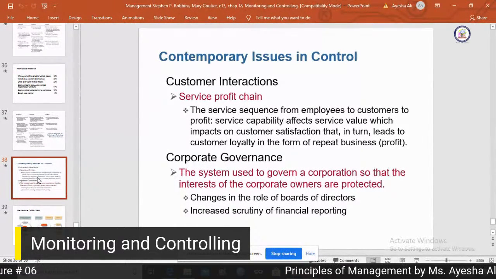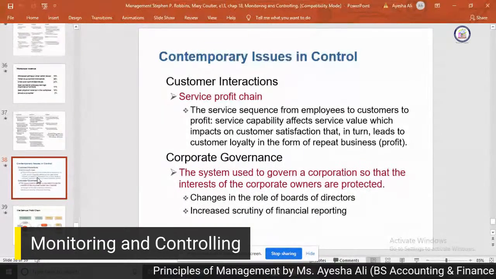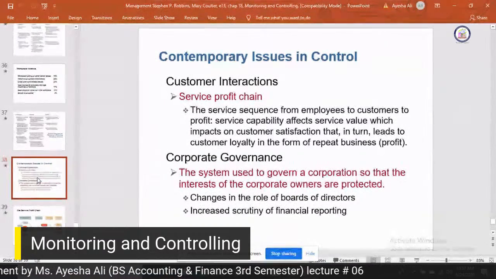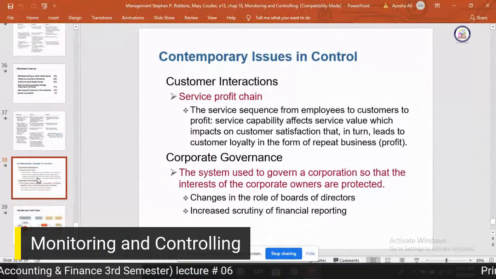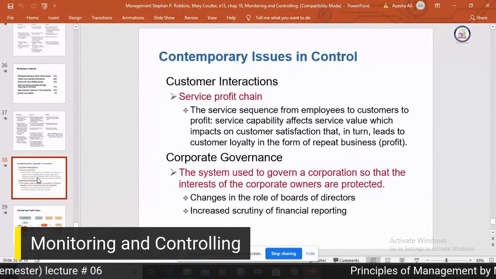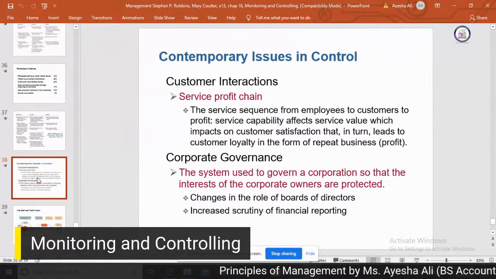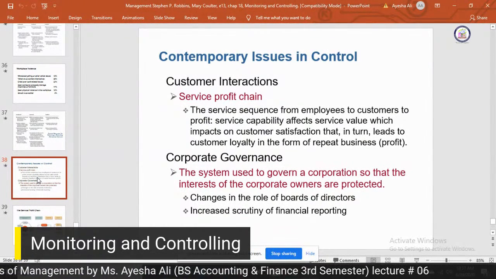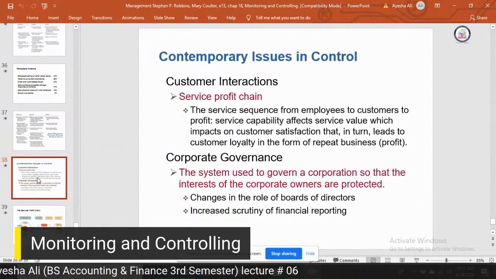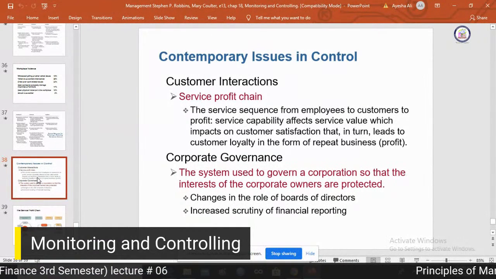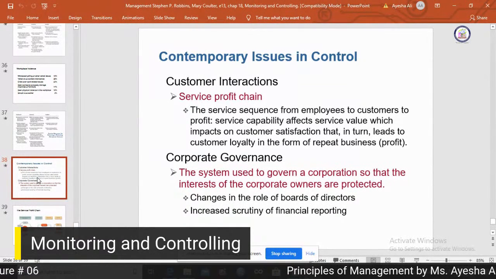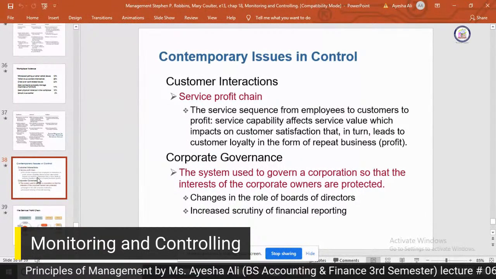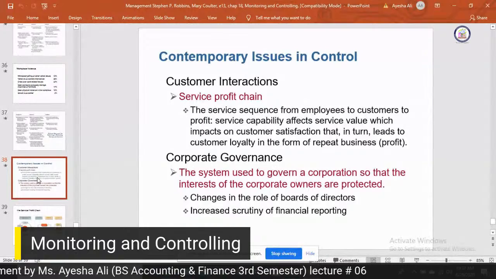If the customer gets good service, ultimately they will be loyal and more committed to the organization or the product. They are more loyal customers, and they will make repeat purchases or do repeat business. So it's the profit of customer interaction and quality service. It's a chain. Basically, if the customer gets good service, ultimately they will do business again.